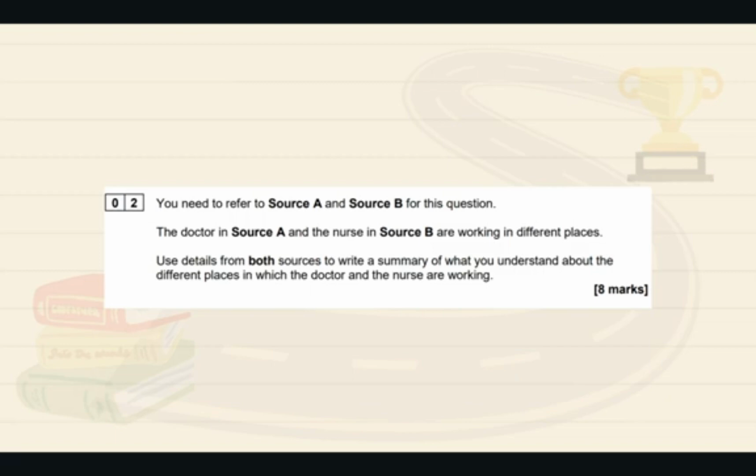So I'd recommend pausing the video now and having a go at annotating and analysing this question, and when you're ready, press play so we can do it together. Right, let's have a look together. The first part I highlighted was source A and source B, and this tells us that for this question we need to look at both extracts together. The next part was the focus of the question, which says working in different places, and this shows us we need to focus on differences in this question, not similarities.